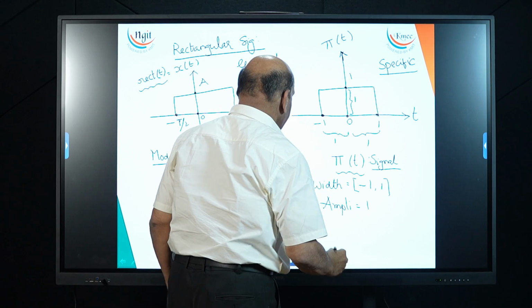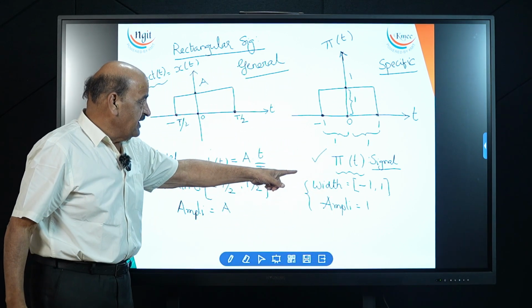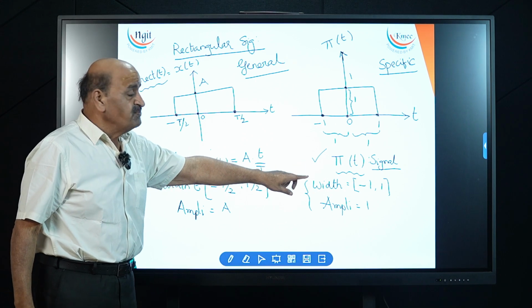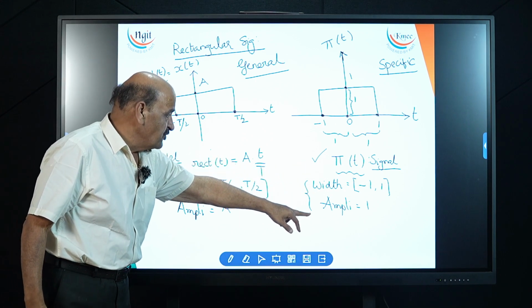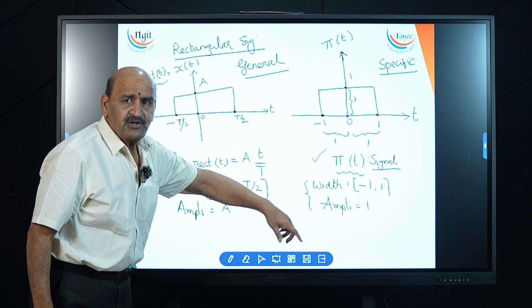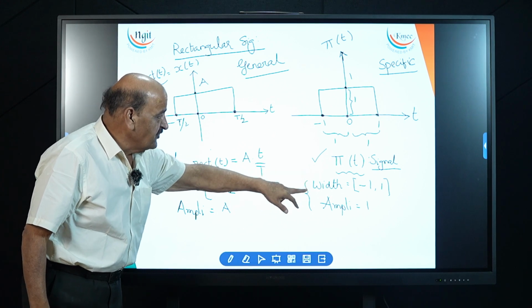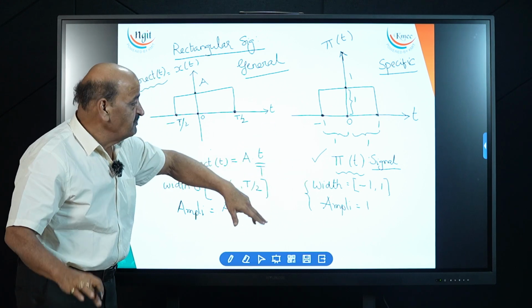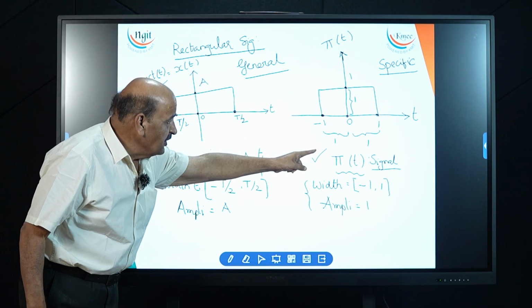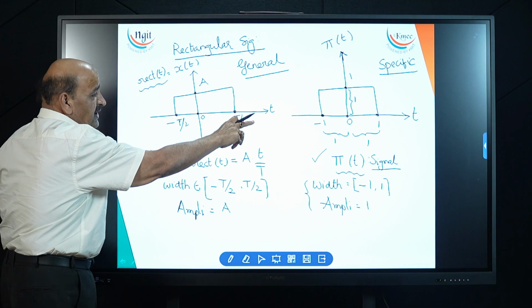So draw the sketch of pi of t signal. That means students have to make it. Whenever they ask pi of t, students have to recollect these two important things. Width belongs to only minus 1 to 1 and amplitude is also equal to 1. Under these cases, look at minus 1, 1, 1, all are 1s. In that case, the signal is called pi of t signal. This is a rectangular signal, that is pi of t signal.